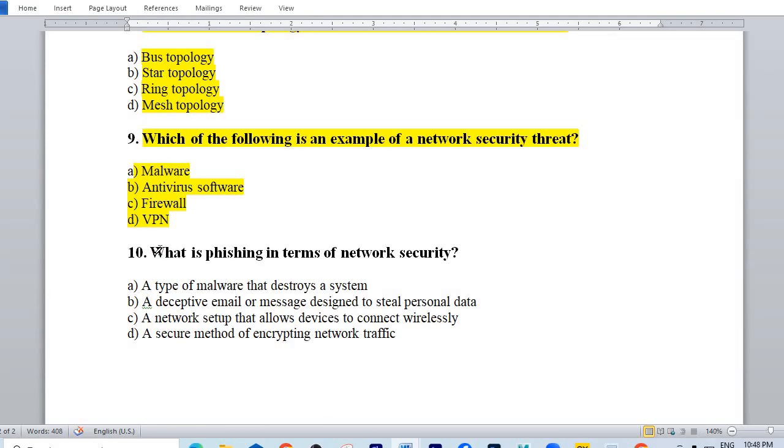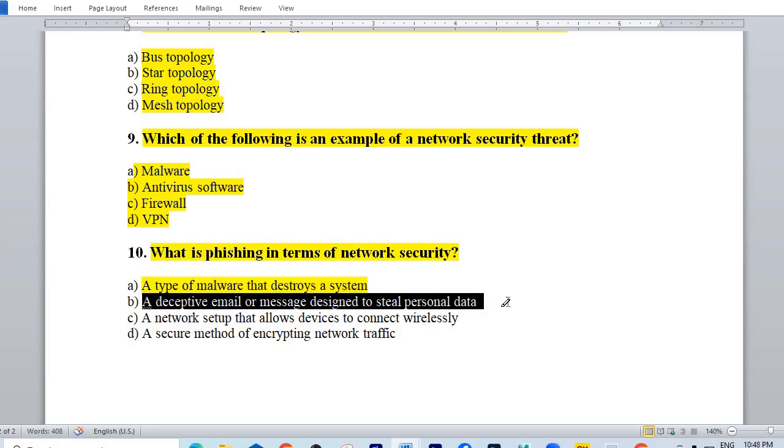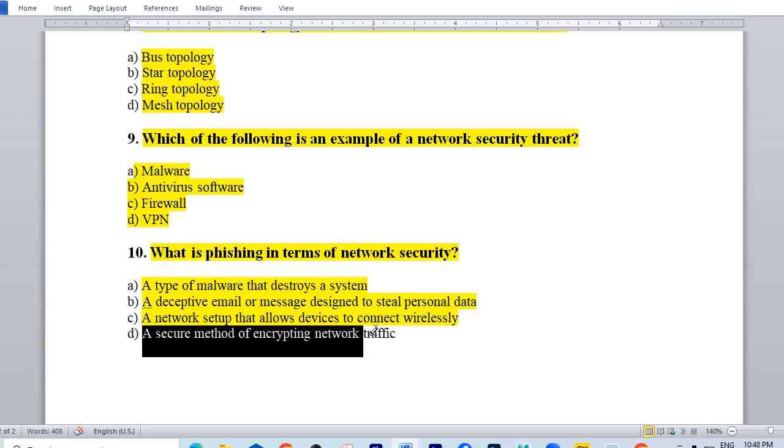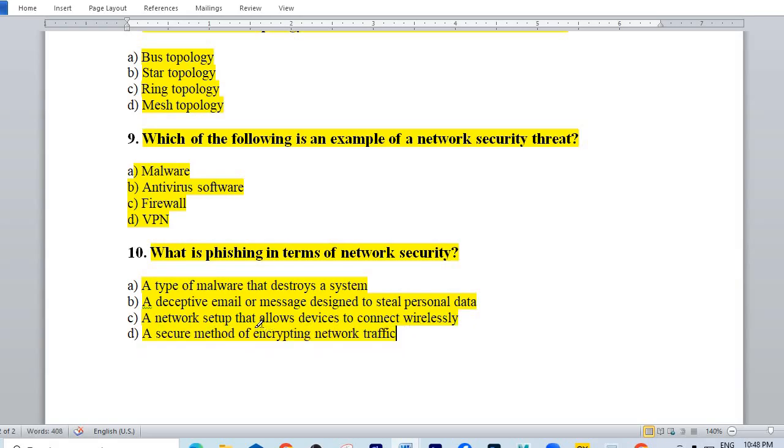Question number 10. What is phishing in terms of network security? A. A type of malware that destroys system. B. A deceptive email or message designed to steal personal data. C. A network setup that allows device to connect wirelessly. D. A secure method of encrypting network traffic.